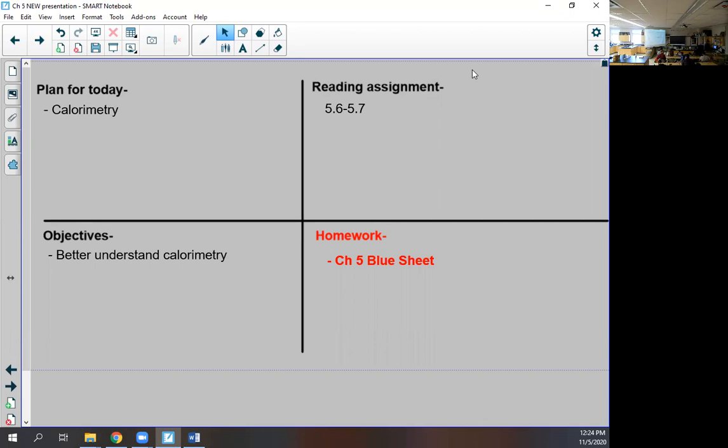This won't surprise anybody, but we got more math. More math. Well, no, you signed up for AP chemistry, which is math. All right.